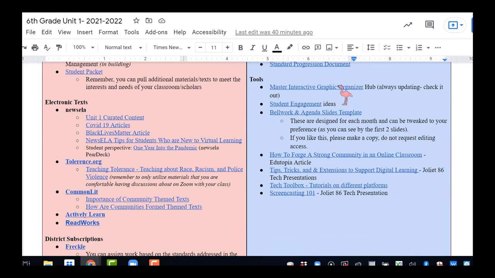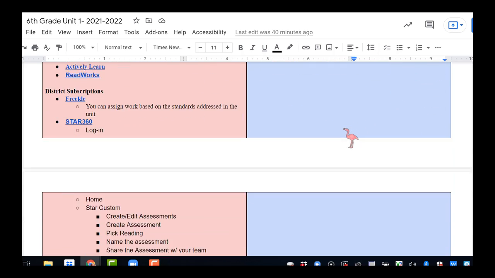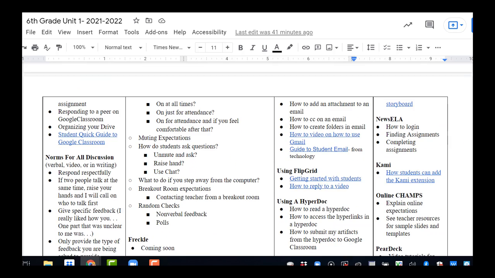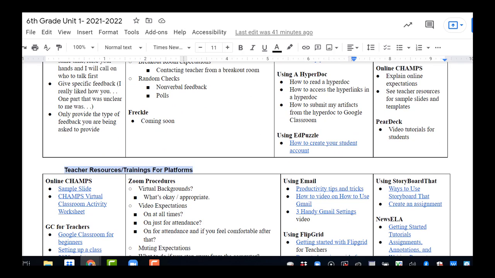We also have for you here that Master Interactive Graphic Organizer Hub, along with ideas for student engagement, and then the bell work and agenda slide templates if you'd like to use those. At the bottom, this is just in our Unit 1, but you see that we have the procedures and platforms to think about during those first 3 weeks of school. So you can click on any of the hyperlinks to go through, whether it's setting up and using Google Classroom, to using Storyboard That, or logging into News ELA. Just tons and tons of resources here.